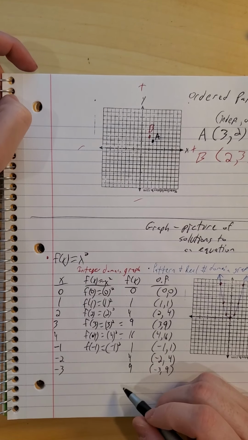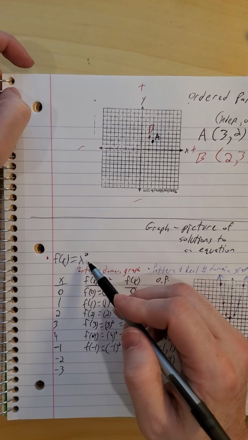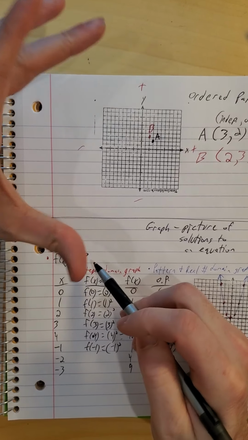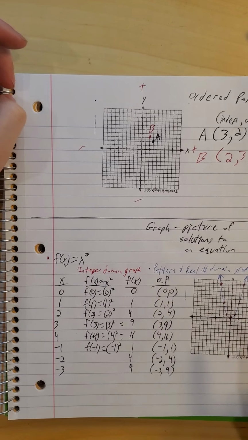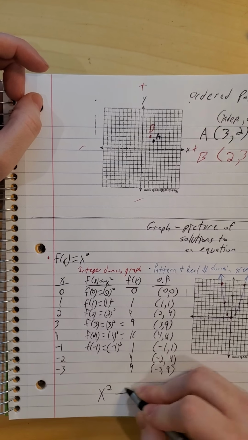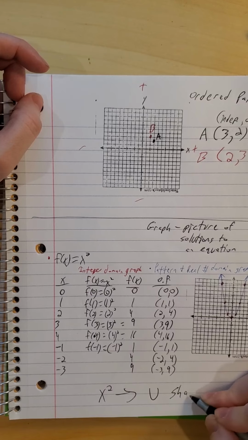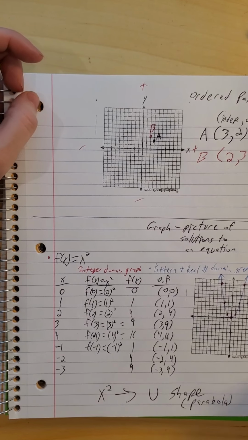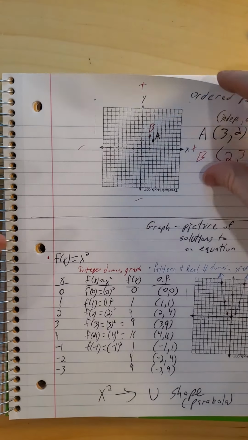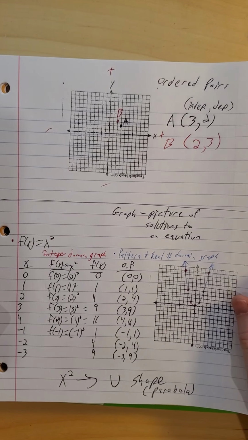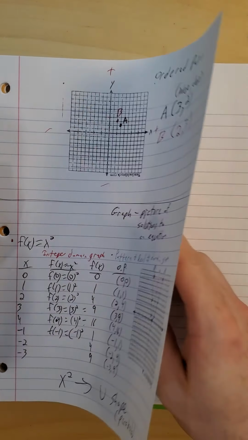In general, if you see an x squared involved and no other variables in a denominator or anything strange like that, you're going to see this U shape. So x squared, think of a U shape. It's called a parabola. A lot of students just call it a U shape. Either one helps us identify what we're referring to. All right.